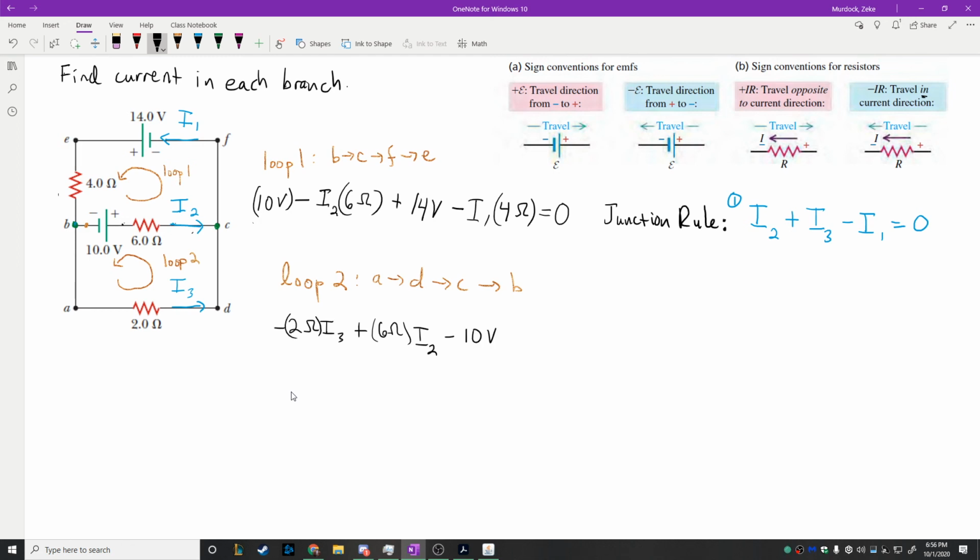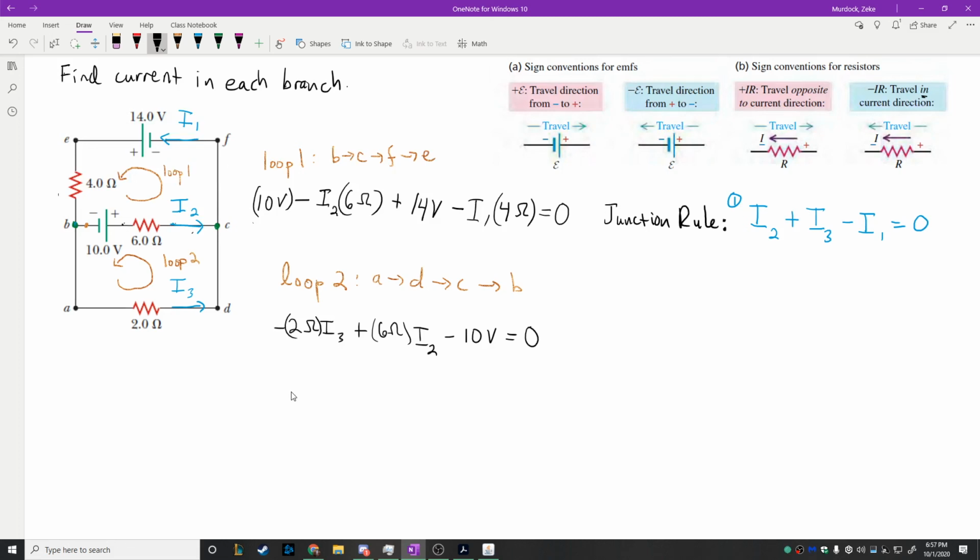Negative because we're going from positive to negative now. All of this should add to 0. Okay? I think all the answers are right. Ash, I think you need to have the second term should be I2 and not I3, probably. Alright, good job. Okay, now that we've done this, we can solve our problem.